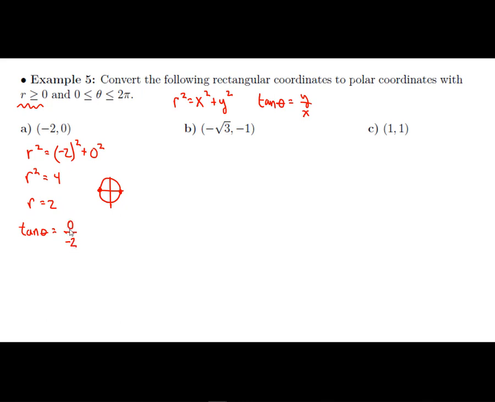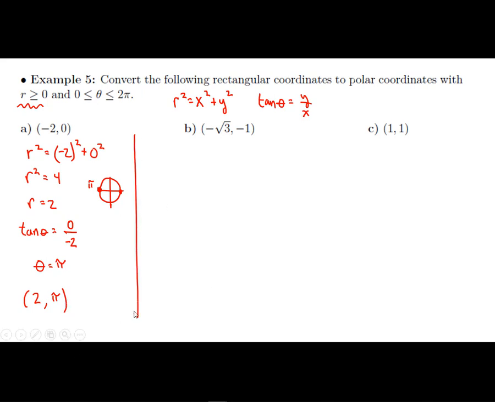So yes, the tangent is 0, but the tangent is 0 in such a way where the sine is equal to 0 and the cosine is negative. Okay, so this is definitely the one that I want. So instead of saying theta equals 0, I'm going to say theta equals pi, because that's the spot on the unit circle where the y value is 0 while the x value is negative. So my point here is (2, pi).